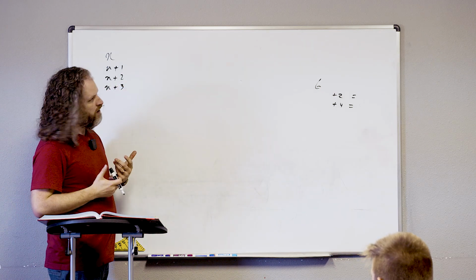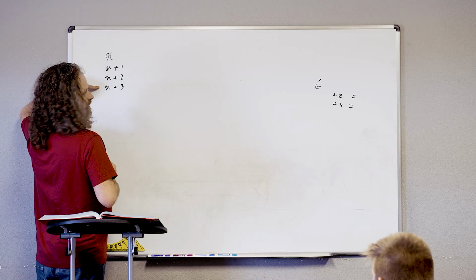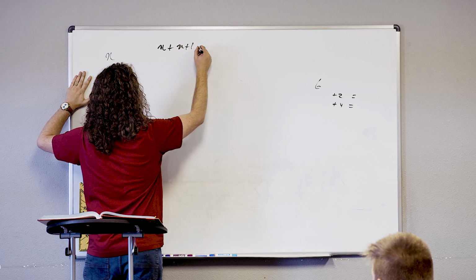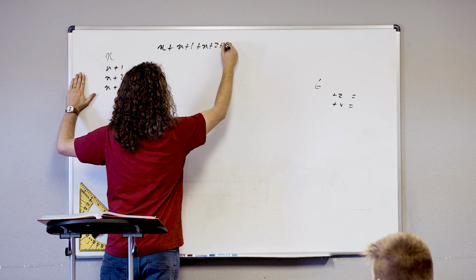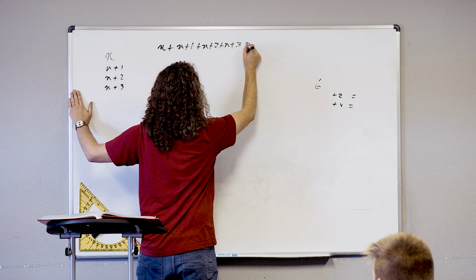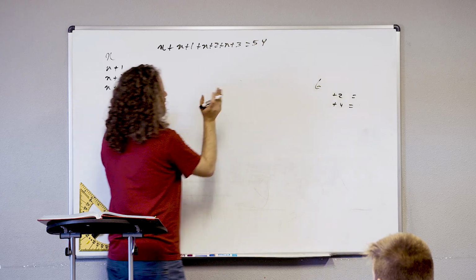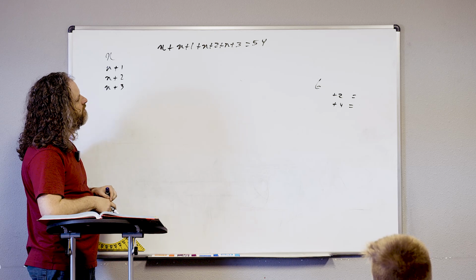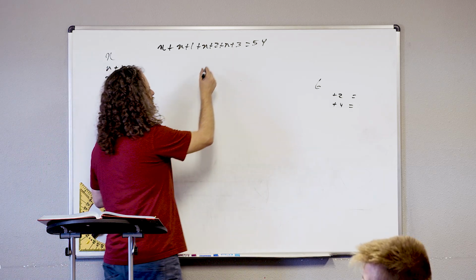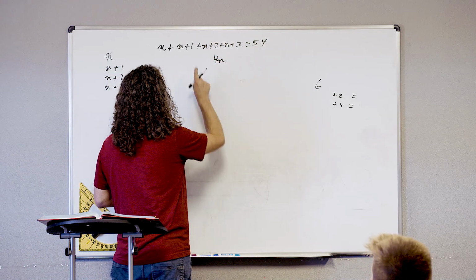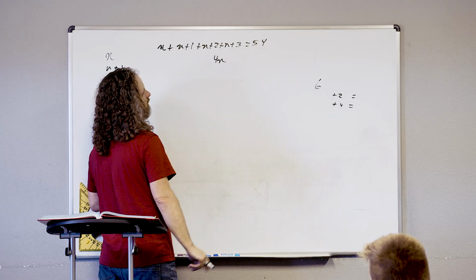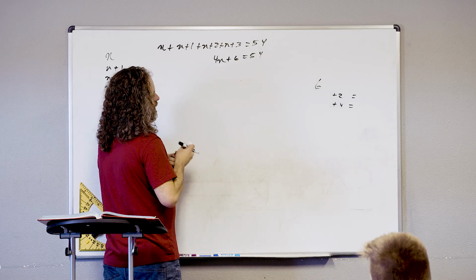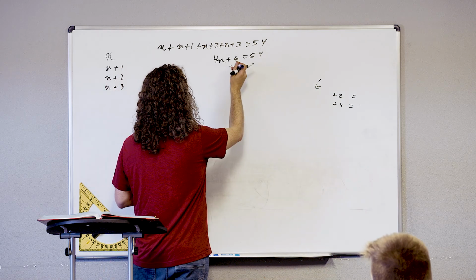So sum means add them up. So this plus this plus this plus this. So n plus n plus 1 plus n plus 2 plus n plus 3 equals 54. And then we just got to solve that. How many n's are there? 4 n's. And then 1 plus 2 plus 3 is what? 6. Subtract 6 from both sides.